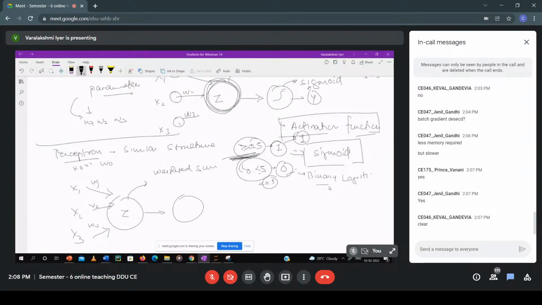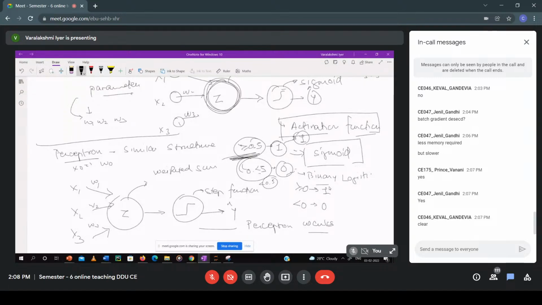And here the activation function that we'll be using is a step function. Step function means what? For all the values which are greater than or equal to 0, we'll be predicting the output as 1. And for all the values which are less than 0, we are predicting the value as 0. That is what your output is in the case of perceptron. This is how your perceptron basically works.